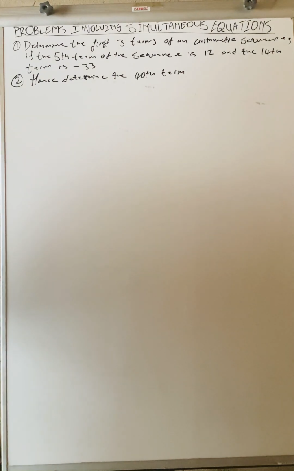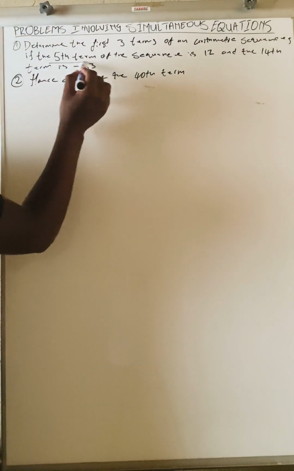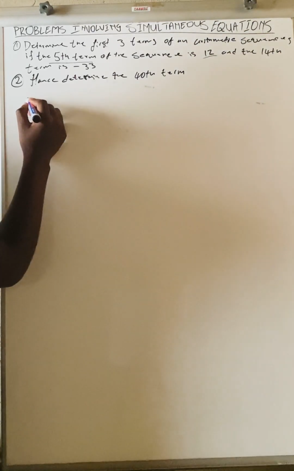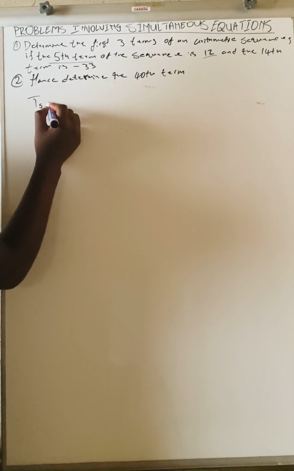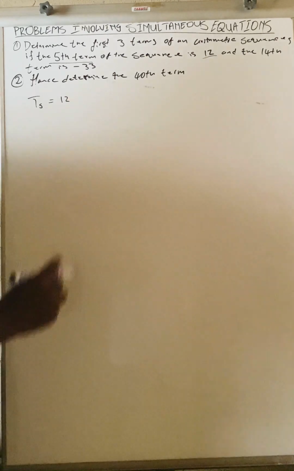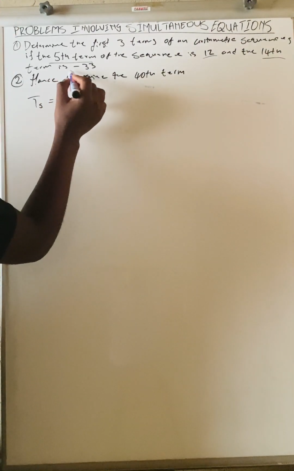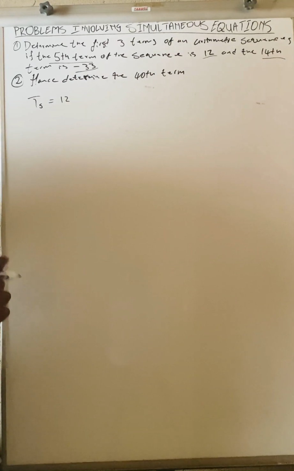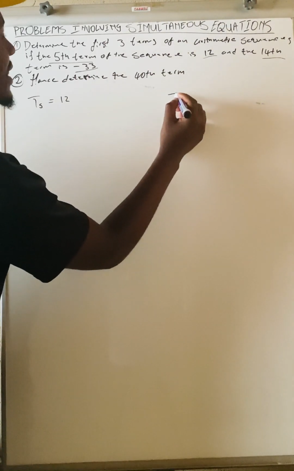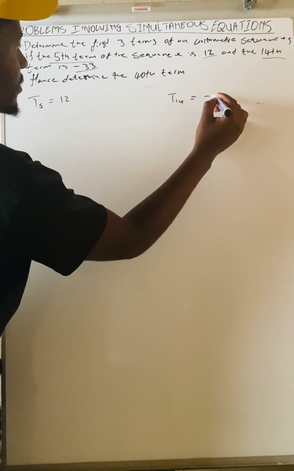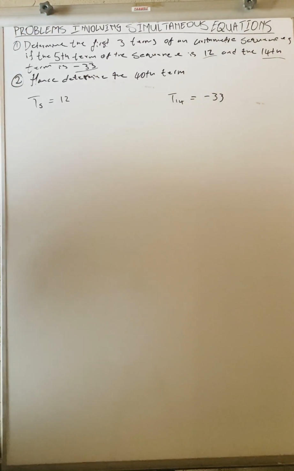Do not panic, guys. Relax. This thing is very simple. You have to analyze. They said the fifth term is 12, it means T5 is equal to 12. Again, the 14th term is negative 33, it means T14 is equal to negative 33.